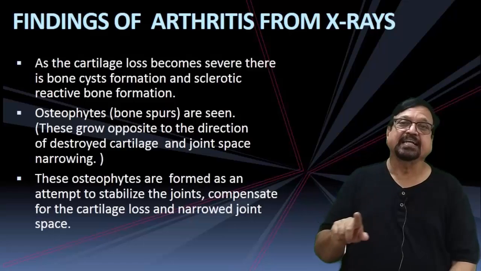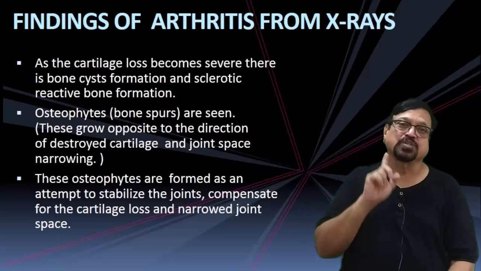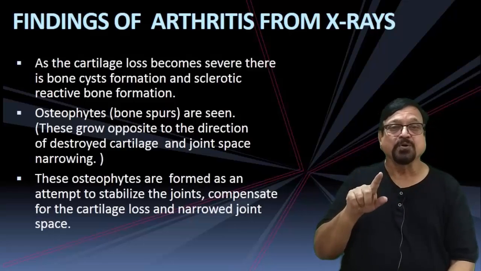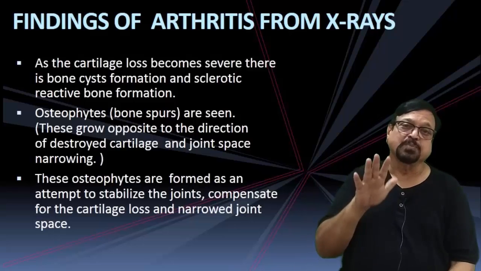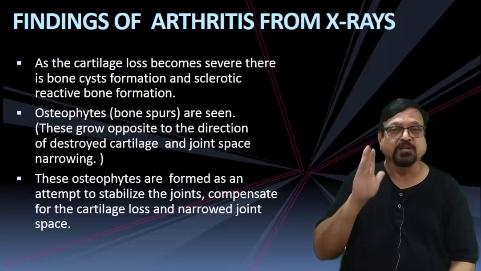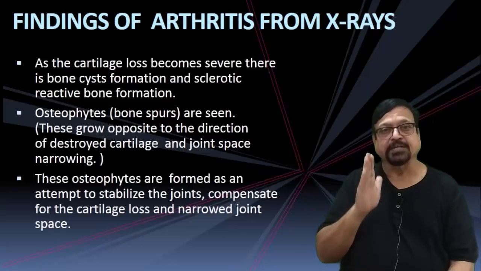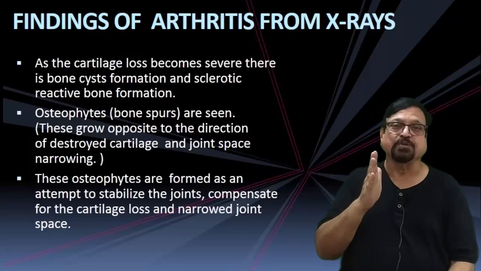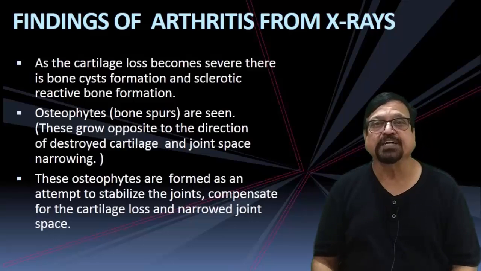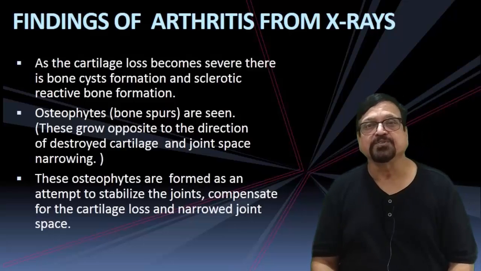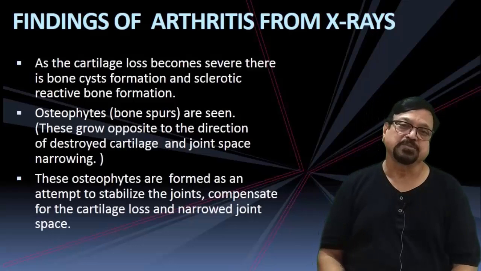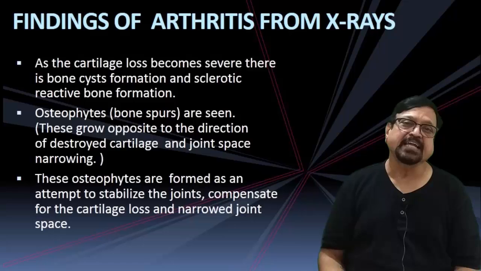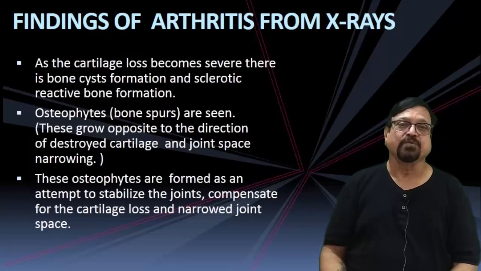What is their aim? Why do they occur? To support the body. How do they support? They can either try to stabilize the body or they try to reduce the movements to avoid the pain. So osteophytosis is a protective phenomenon. Now these osteophytes are formed as an attempt to stabilize the joints, compensate for the cartilage loss and the narrowed joint space. So this is something like protecting a joint from painful movements.